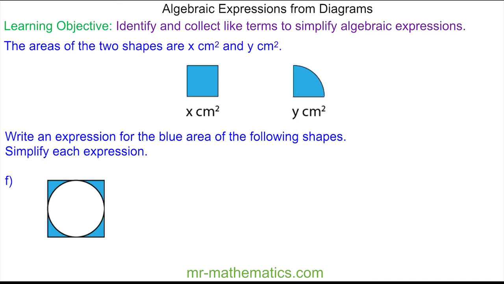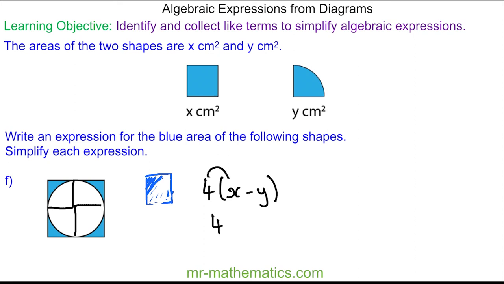So this is a bit like question E, where we have an x, which is a blue square, and we're taking away the quarter circle, but we're doing this 4 times. We have 1 here, 2, 3 and 4. So we have 4 lots of x minus y. This is perfectly valid as a final answer. We could also expand the brackets where we have 4x minus 4y.